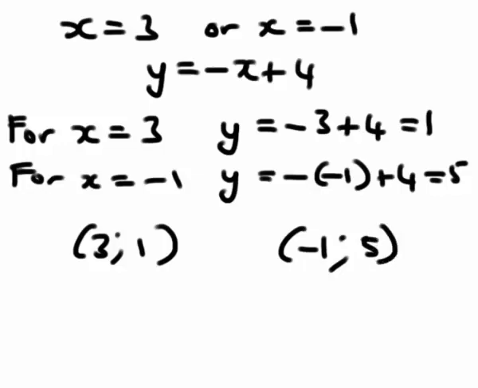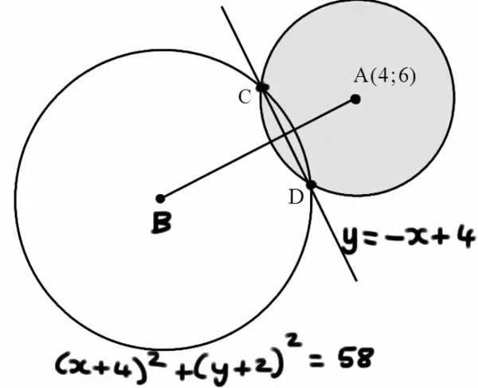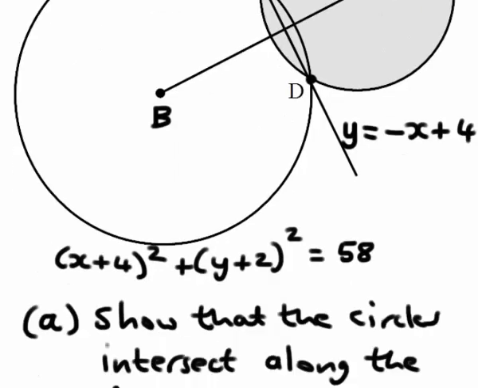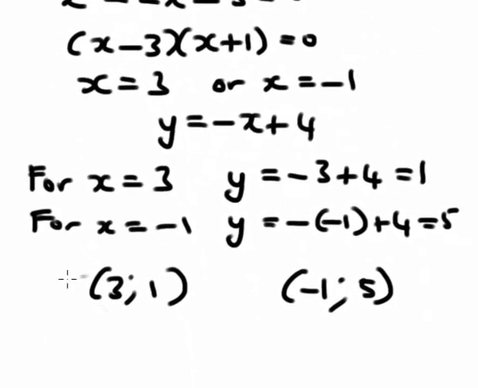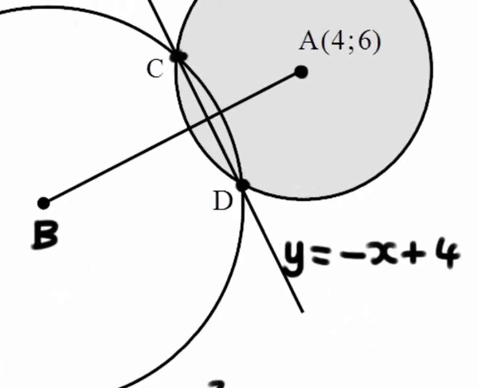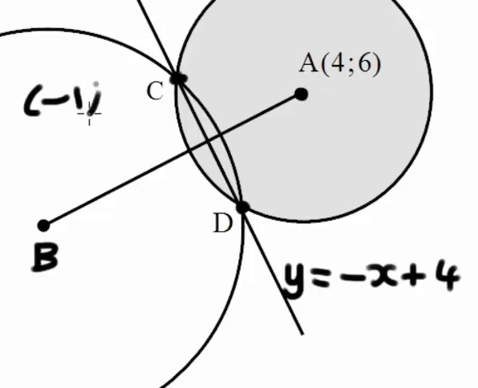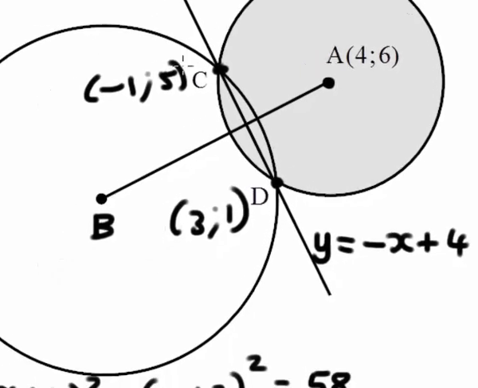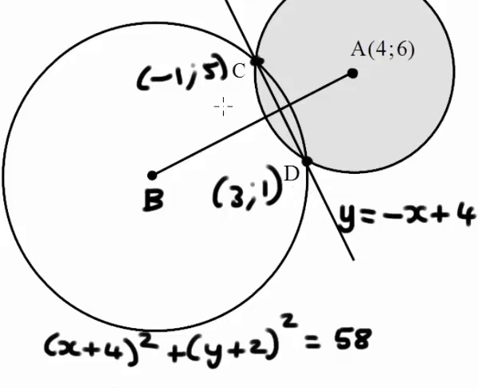Okay, now let's relate those. If we go up to the diagram, we can clearly see D would be 3 and 1 there, and C would be negative 1 and 5. So let's write that there. C is negative 1 and 5, and the coordinates of D would be 3 and 1, just indicating that. So in other words, the big circle and the line intersect at these 2 points.